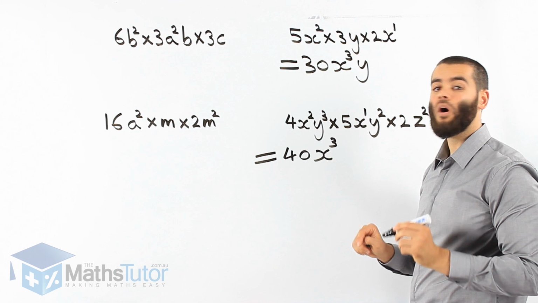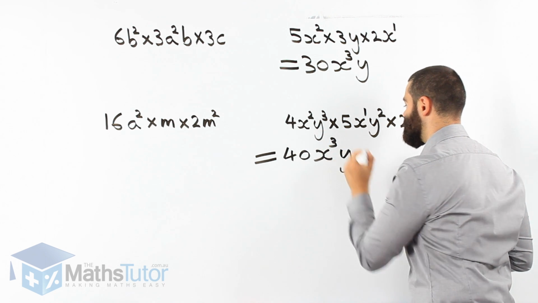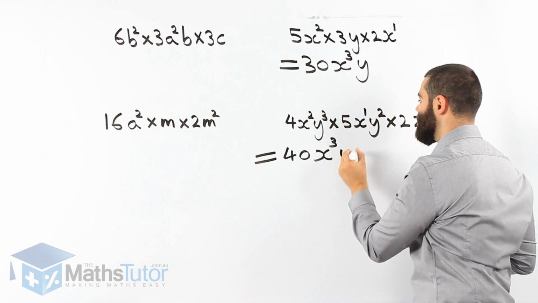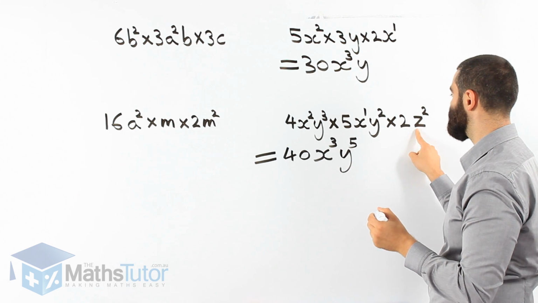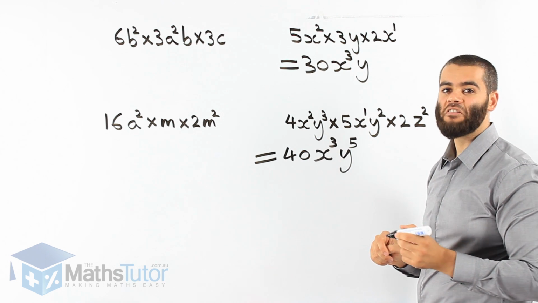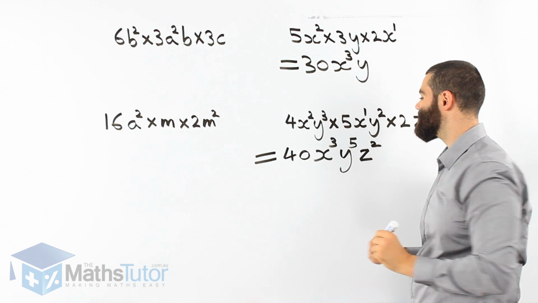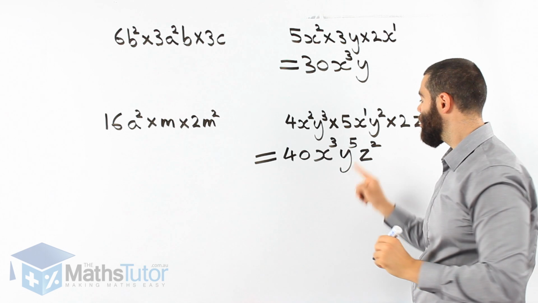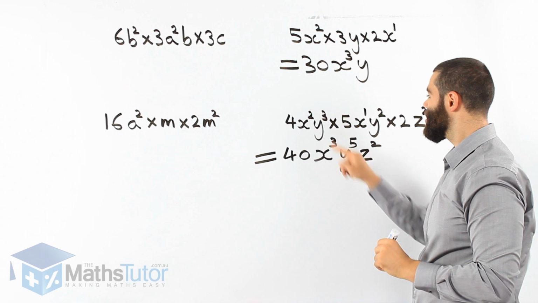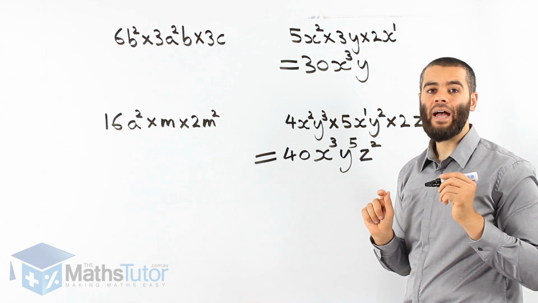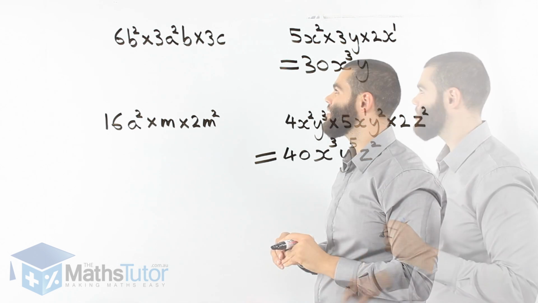Now we look for the y's. We have y to the power of 3 and y to the power of 2. Same base, which is y. 3 plus 2 is 5. And lastly, we know there's a z here. It doesn't have another base it multiplies with. So z to the power of 2. There's our answer: 40x to the power of 3, y to the power of 5, and z to the power of 2. Simple answer. We have to follow certain rules. We add the indices when we are multiplying in algebraic expressions.